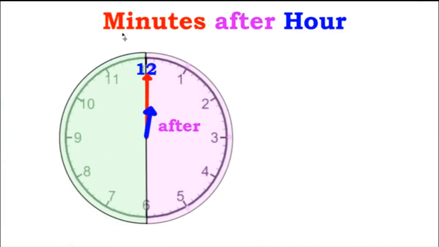Okay, we have another way to tell time. We can use the minutes first, then after, and the hour is last. So we use after for the purple side of the clock. So this side of the clock.